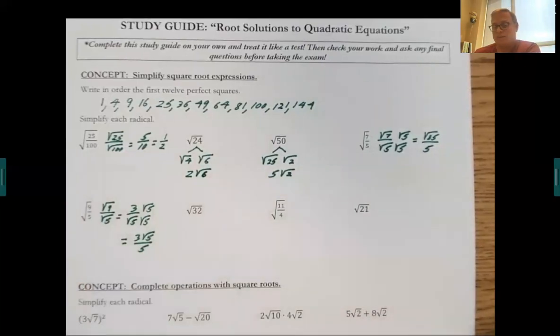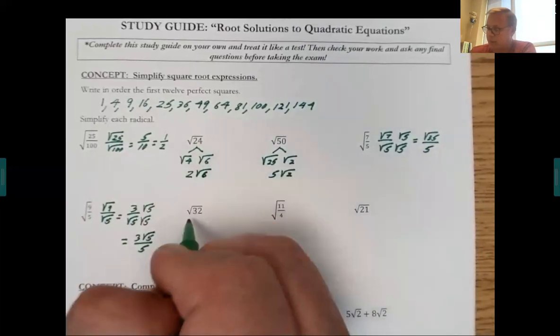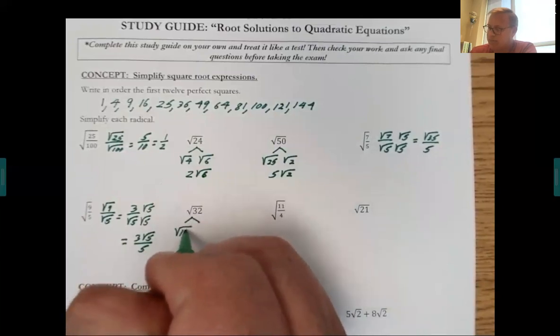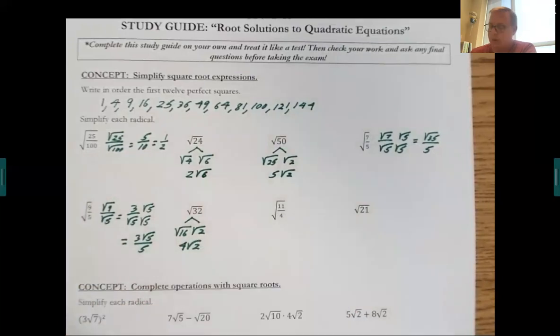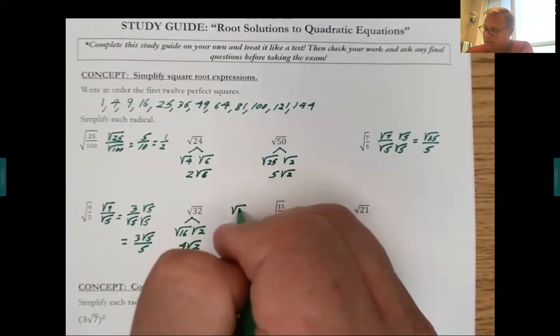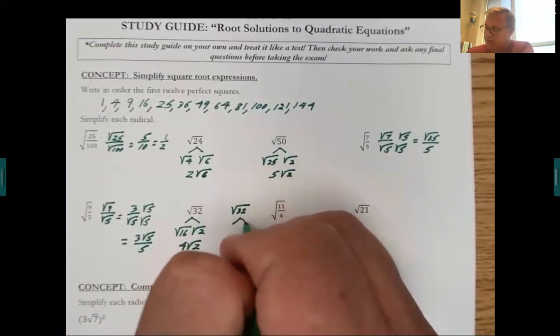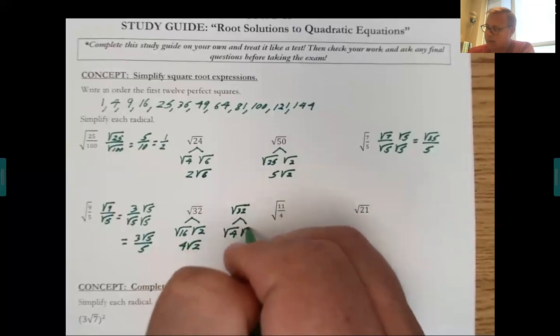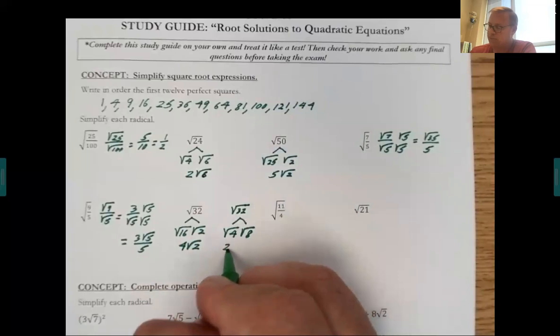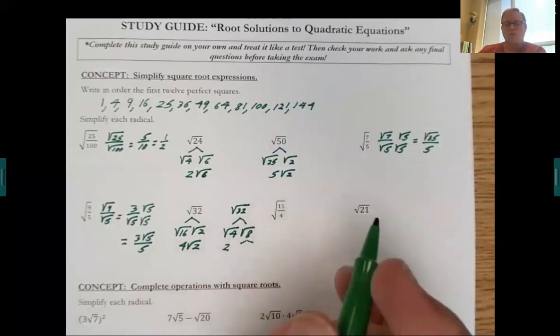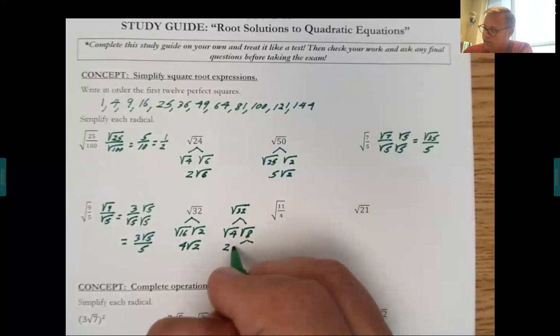I really like the next one, square root of 32. Now the easy way to do it is break it into 16 and 2, which becomes 4 square root of 2. However, sometimes you might not see that right away, but you do know that 4 times 8 is the square root of 32. And you do know the square root of 4 is 2. And you also know that 8 goes down even farther. Yes, you do. The square root of 8 is the square root of 4 and the square root of 2.